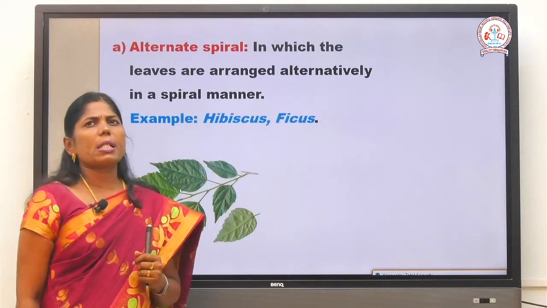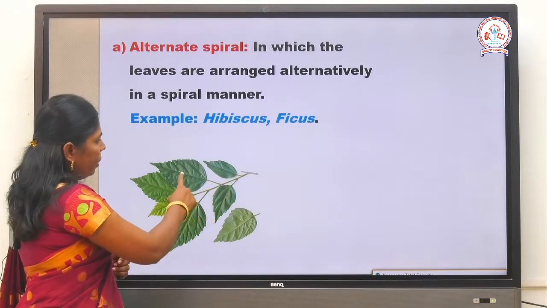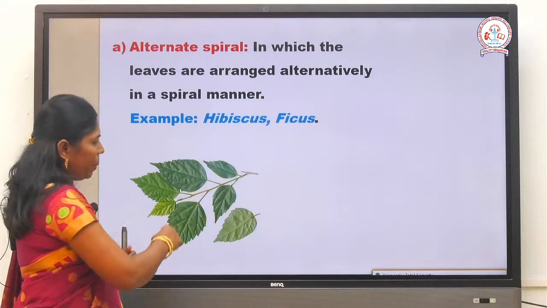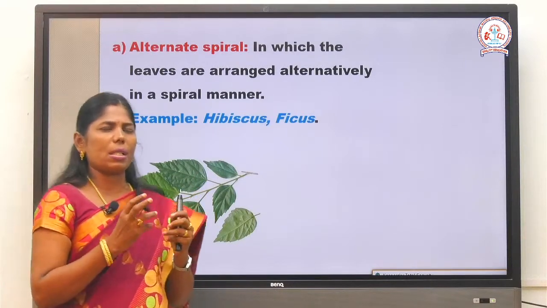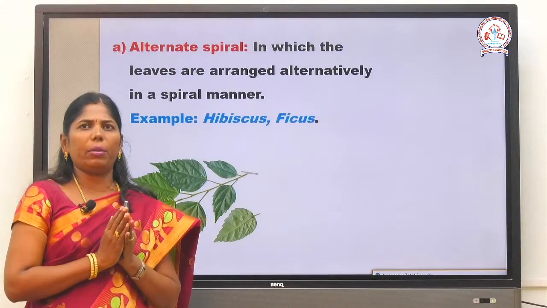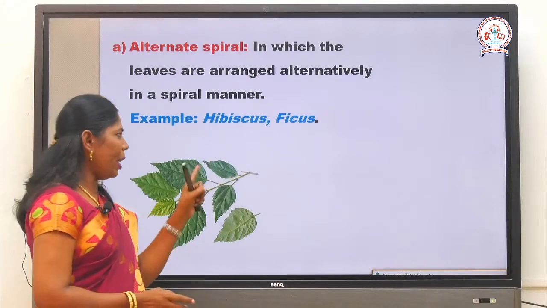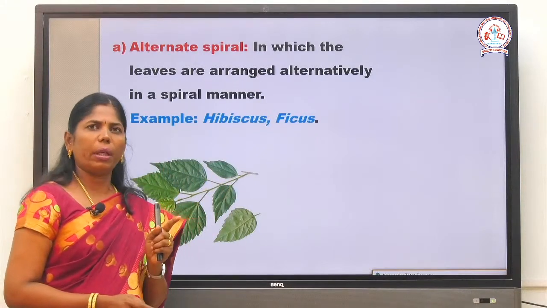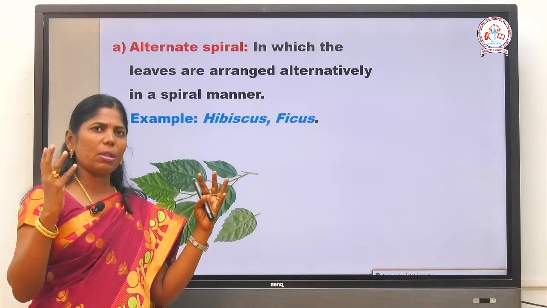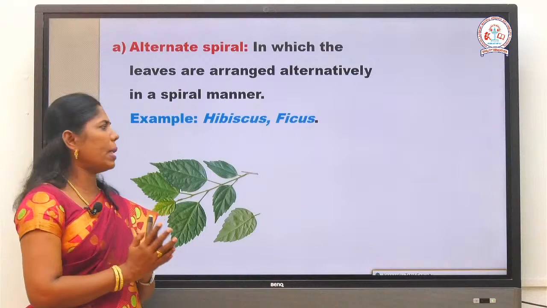So alternate spiral, just look at the hibiscus leaf. When the leaves are alternate, it looks like a spiral condition. When you see a bunch of leaves, it looks like a spiral manner. Examples are hibiscus and ficus. Alternate means each node gives only one leaf, and when we see a bunch of leaves or branches together, it looks like a spiral manner.